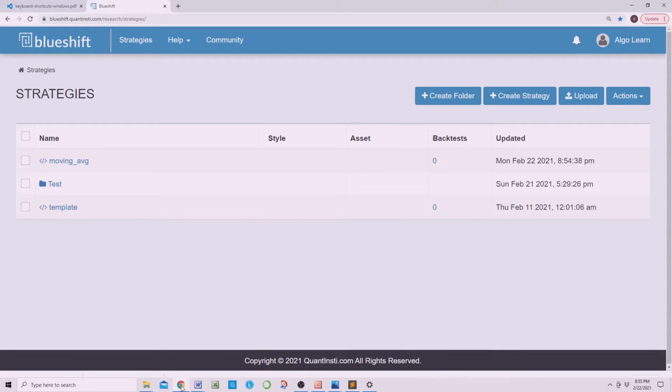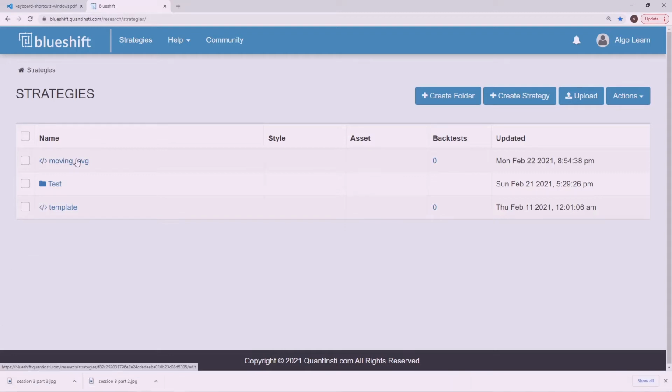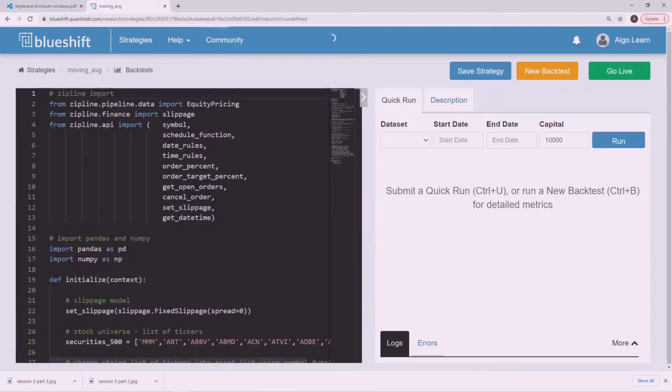We're going to create a trading strategy today, a mean reversion trading strategy. And we're going to go ahead and basically create a long and short trading strategy. So without any further ado, let's go ahead to our moving underscore AVG that we've been working on in Blueshift.